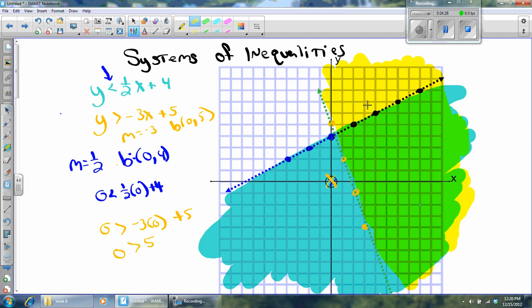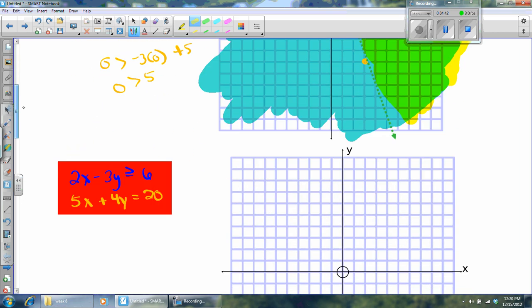The yellow region represents the solution to the yellow inequality. The blue region represents the solutions to the blue inequality. The green region represents the solutions for both of them at the same time, and that's what we're after. All right, let's try another one.